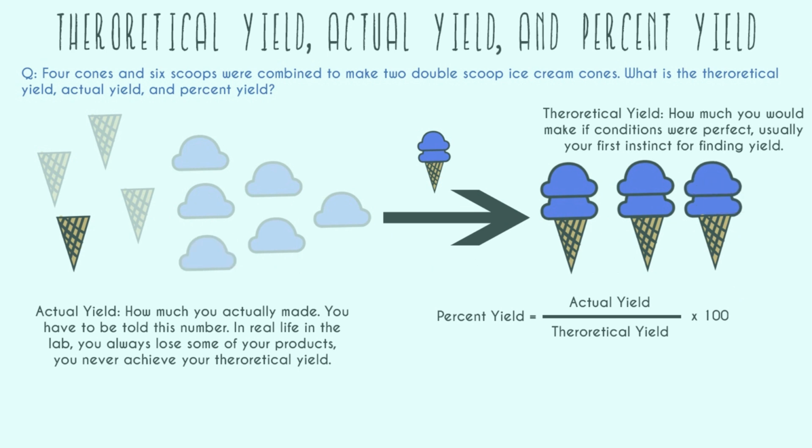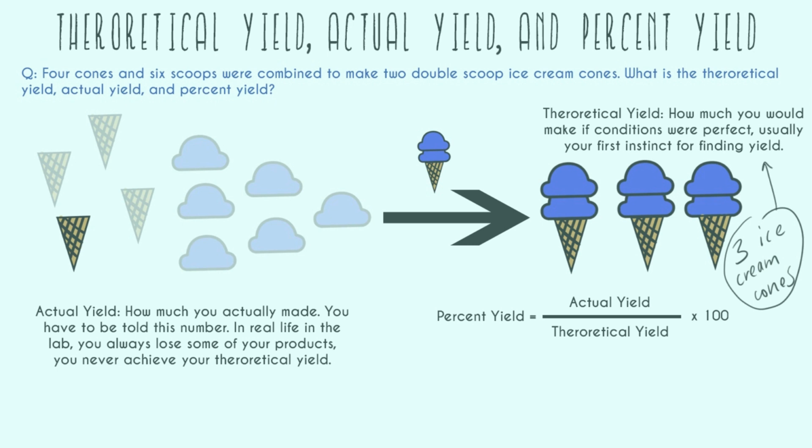All right, so this is our theoretical yield. We, with the reagents that we had, could make up to three ice cream cones. So there was no situation with our four cones and our six scoops where we could make more than three double scoop ice cream cones. The most we could possibly make, if everything went perfect, we'd make this. This is our theoretical yield.